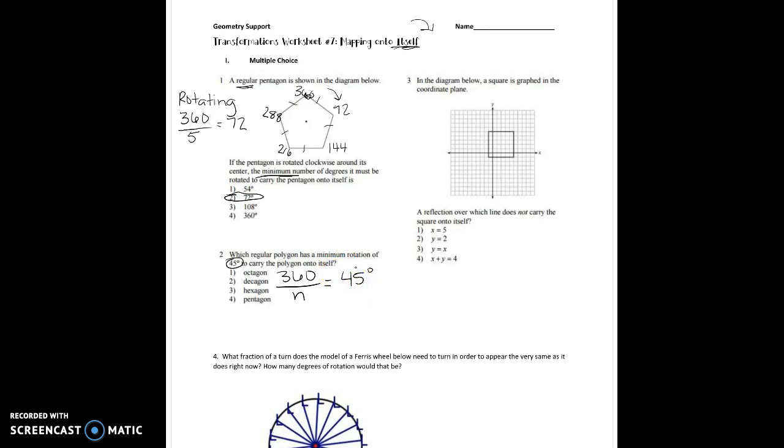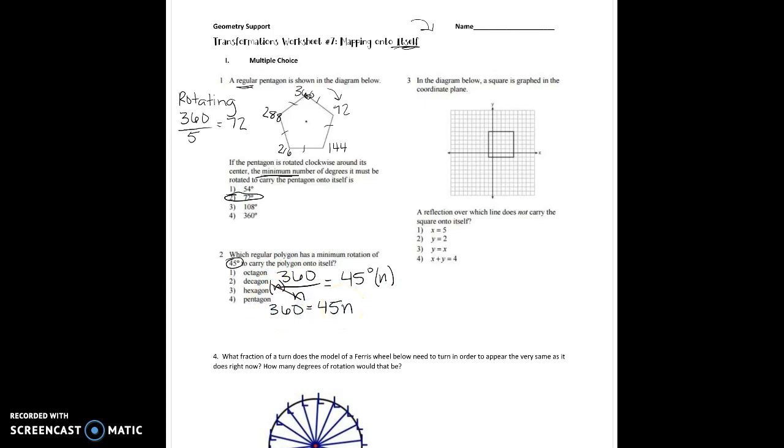So just like in number 1, I knew I had 360 and I could divide by 5. I'm taking 360, but I don't know what I'm dividing by yet. So what I need to do is get n by itself. So the first thing I'll do is multiply both sides by n, because then my n's cancel. So now I have 360 degrees is equal to 45n.